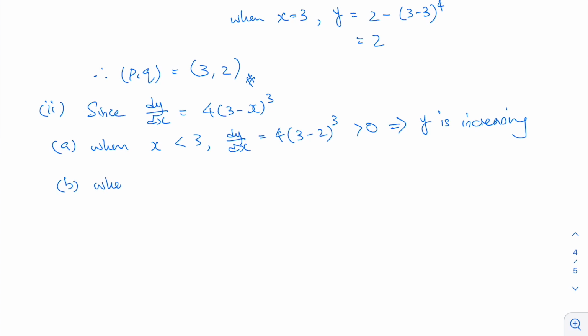And therefore, since the gradient is positive, y is increasing. B. When x is bigger than 3, say 4, dy/dx becomes negative. 3 minus 4 is negative 1, negative 1 cubed is still negative 1, times 4 is negative 4, so it's smaller than 0. So the gradient is negative, therefore y is decreasing. As x increases, y decreases.